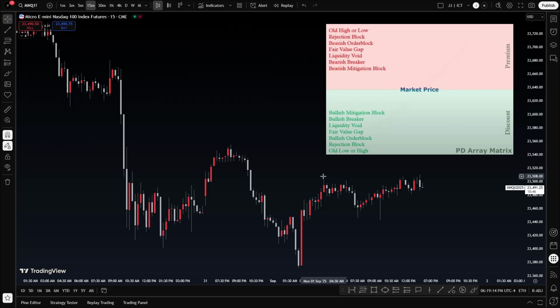So you know the significance of each PD array, what's the strongest, what's the weakest. But now I'm going to show you some situations where you have multiple different PD arrays, right? And they each have a different level of strength or significance. So you have to look at the PD array matrix, or if you remember it, you picture it in your head and think, okay, this is stronger than that.